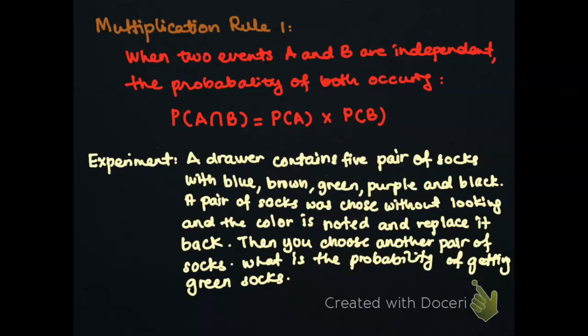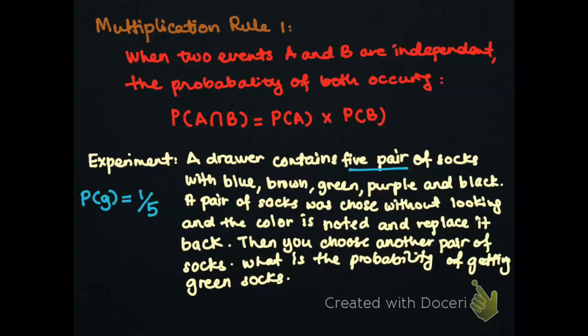A drawer contains 5 pairs of socks with blue, brown, green, purple and black color. A pair of socks was chosen without looking and the color is noted, and then it is replaced back. Then you choose another pair of socks. Now, what is the probability of getting green socks? You have to identify that the probability of getting green, which I denote as G, is 1/5. You only have 5 pairs and each will have blue, brown, green, purple and black. So the probability of getting green is 1/5.